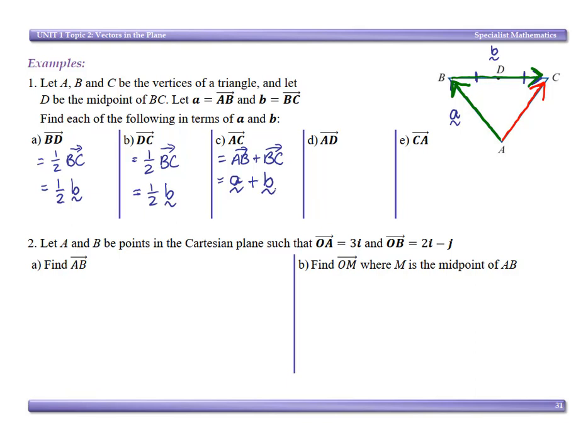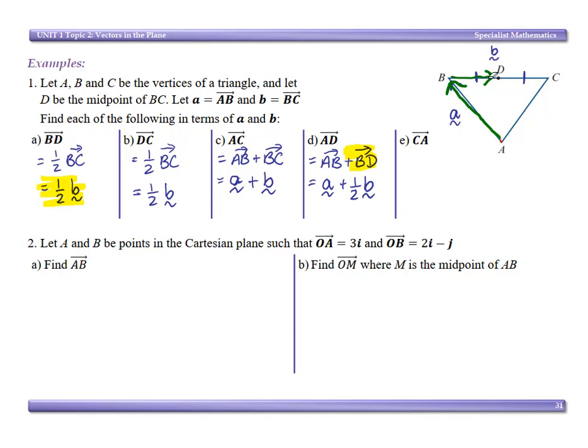Now AD, I'm going to get rid of these lines. So AD is this vector here. So to work that out, we can start at A, need to start at the start of AD, and go to B, and then from B to D. So this equals AB plus BD. Now we worked out BD in part A, as a half B. So that's going to be A plus a half B.